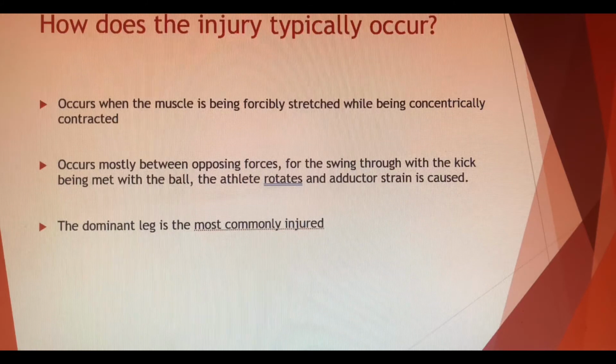For example, when an AFL player is performing a drop punt kick, their leg is in adduction to meet the significant resistive abduction force from another player, which puts a huge amount of load on the adductor complex, leading to injury.